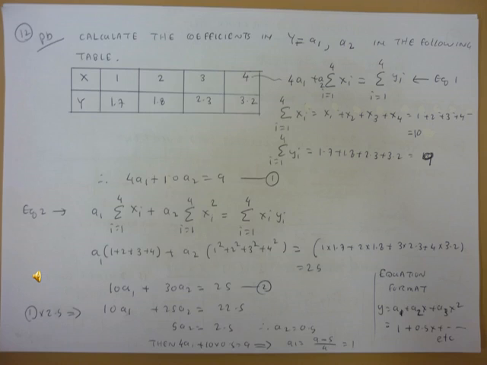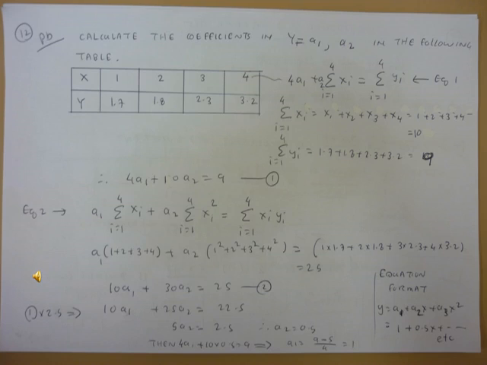So we substitute those values. The general equation 4a1 plus a2 summation i=1 to 4 of hi equals the summation i=1 to 4 of yi becomes 4a1 plus 10a2 equals 9. So this is equation 1. And then we also write down our second equation. Equation 2, the generalized formula, is a1 multiplied by the summation i=1 to 4 of hi plus a2 multiplied by the summation i=1 to 4 of hi squared, equal to the summation i=1 to 4 of hi yi.